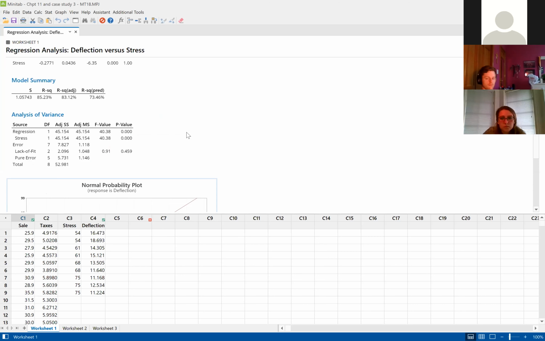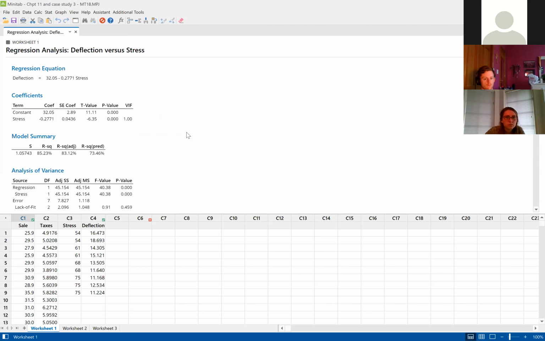So I have everything I need from Minitab to fill out my equation sheet. So now I'm going to go back to my worksheet and finish filling that out.